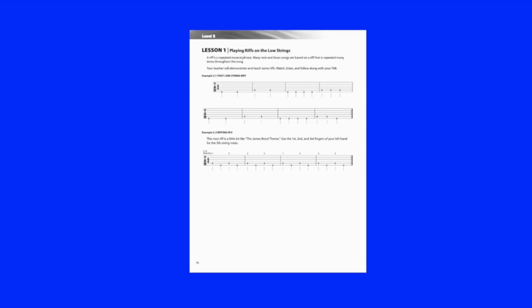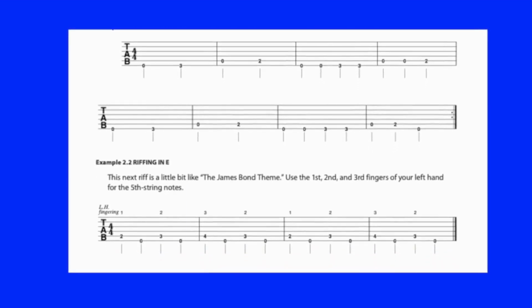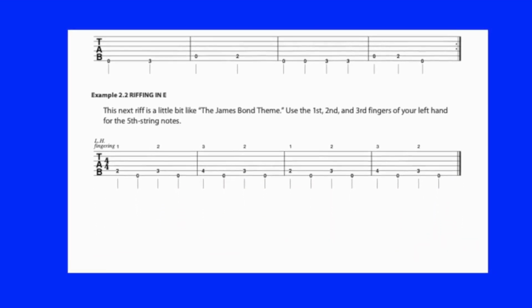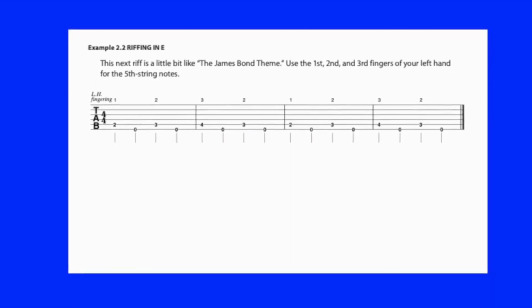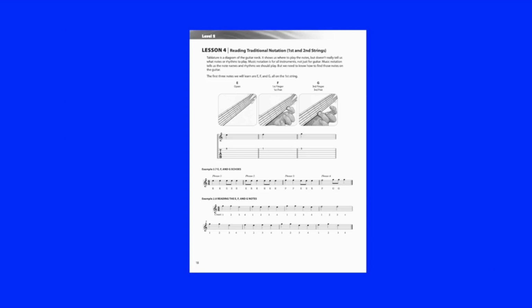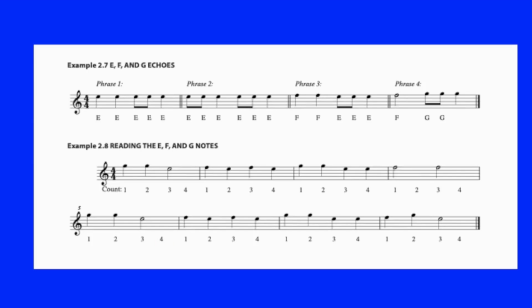On this page, the students are playing some bass line type riffs, like that second one on the bottom is sort of the James Bond riff. We're now in level 2, and you can see the students are learning traditional notation. You can see those phrases 1 through 4. This started at the very beginning of level 1.